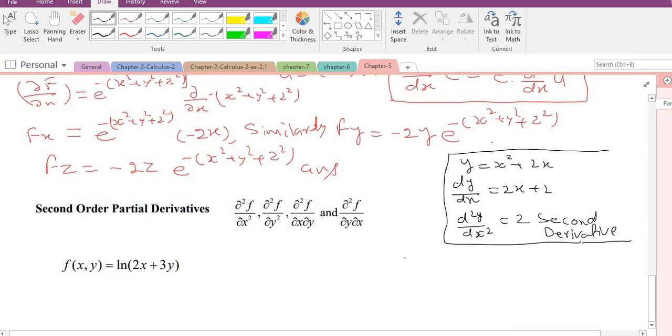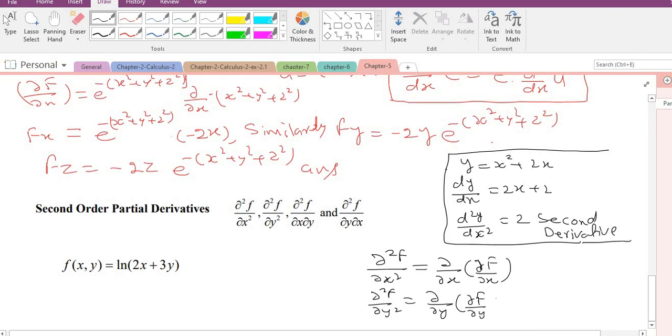Before starting, I want to tell you how we can write del 2 f del x square. Del 2 f del x square means del x of del f del x. That means write the partial derivative of the f function with respect to x, and whatever you got, differentiate partially again. This is del 2 f del x square. Similarly, del 2 f del y square is del y of del f del y. Find the partial derivative of the function with respect to y, and then differentiate again. That is your del 2 f del y square, the second order partial derivative.